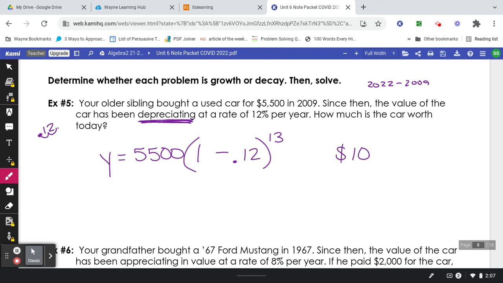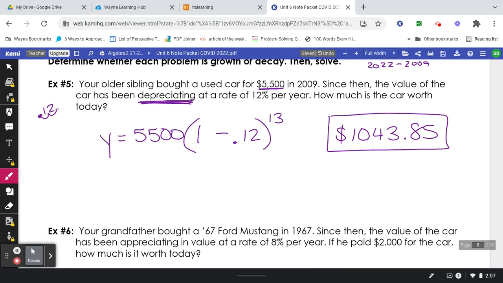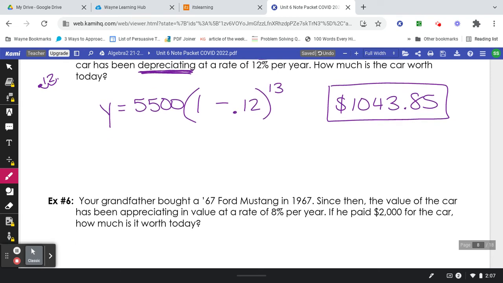You should be getting $1,043.85. Notice that the value has gone down. Your older sibling first paid $5,500. Now it's only worth $1,043.85. All right, let's look at the next problem.